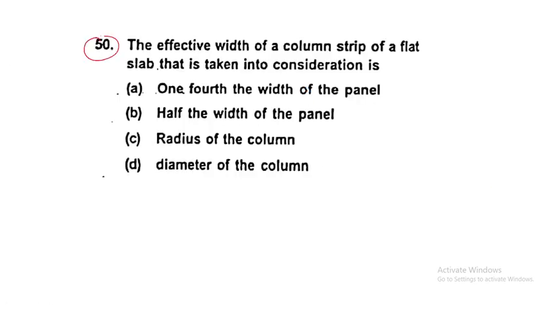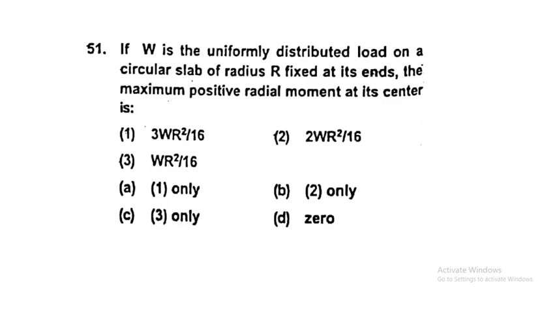Next question, the effective width of the column strip of a flat slab that is taken into consideration is what? The answer is half the width of the panel. The effective width of the column strip of a flat slab that is taken into consideration is half the width of the panel.